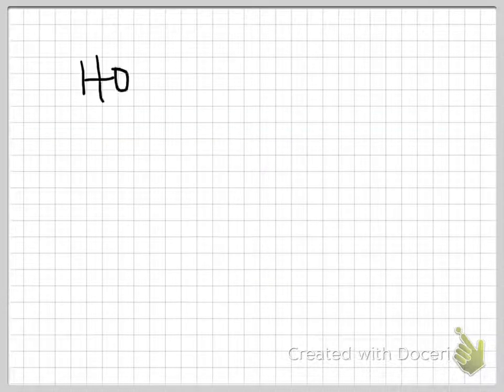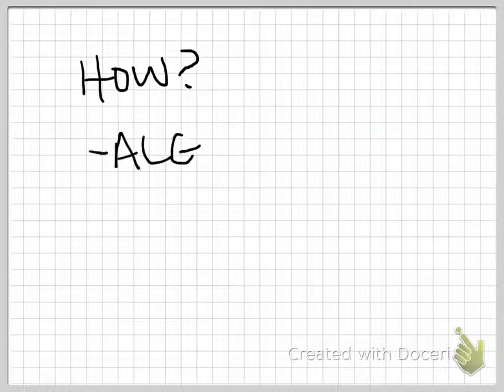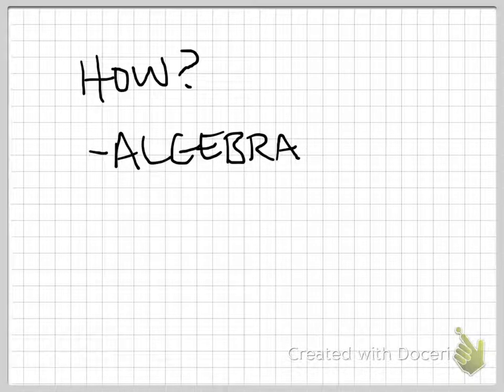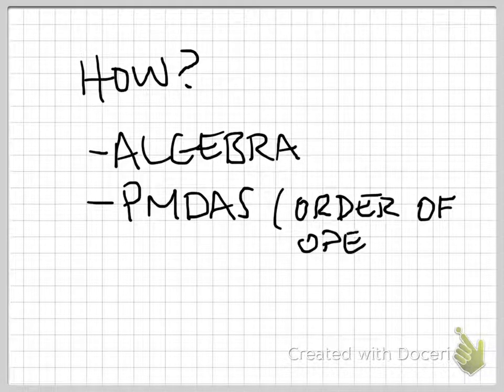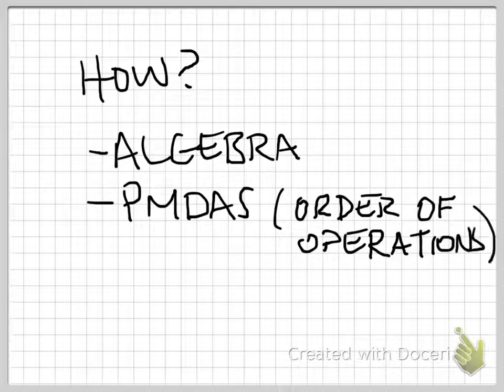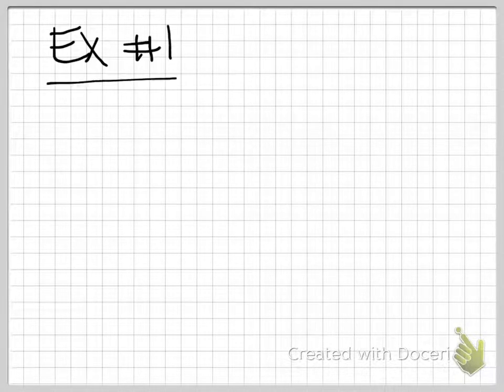Okay? So how are we going to do this? Well, first we're going to use some algebra, and then secondly we're going to have to know PEMDAS, which is order of operations. And so these are two basic principles of math, and we will use both of these to figure out how to solve for the unknown. So here's our first example.